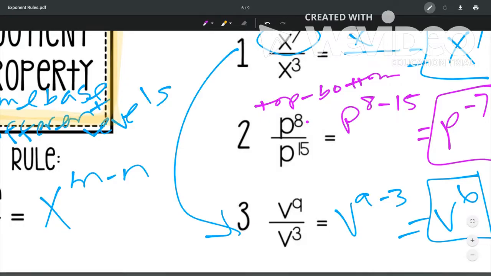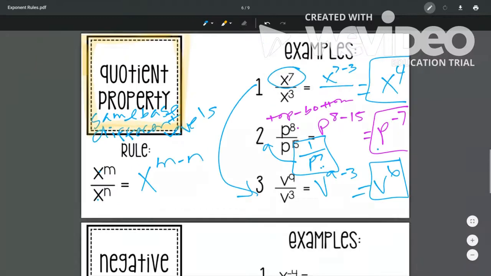If this is an answer choice, then our original proper polite answer of 1 over p to the 7th will not be one of your answer choices. So even though these are both the correct answer for number 2, they will not occur on the same problem. So just know when you're doing this that you can have either or as an option. And I will give you problems like that.